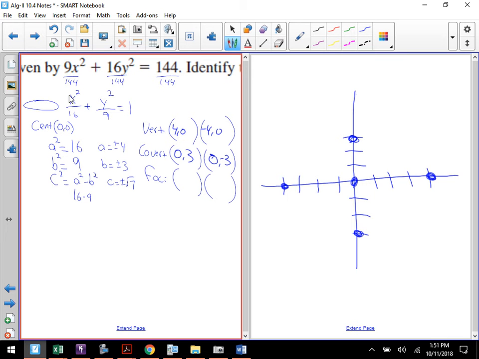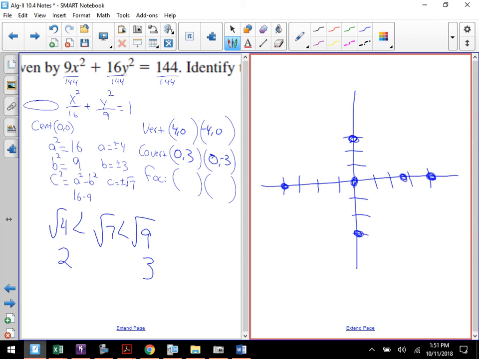Think about it. If the square root of 7 is smaller than the square root of 9, but it's bigger than the square root of 4. So if this is 2 and this is 3, it's probably like 2.6-ish, 2.7-ish, closer to the square root of 9 than it is to the square root of 4. So can I just say that it's like 2.5-ish, here-ish, and here-ish?